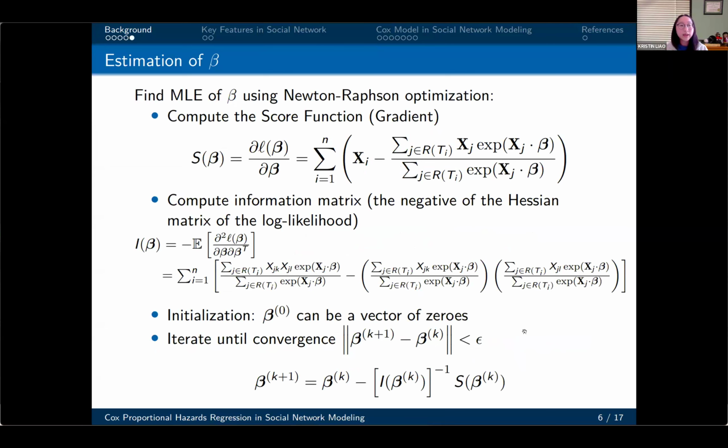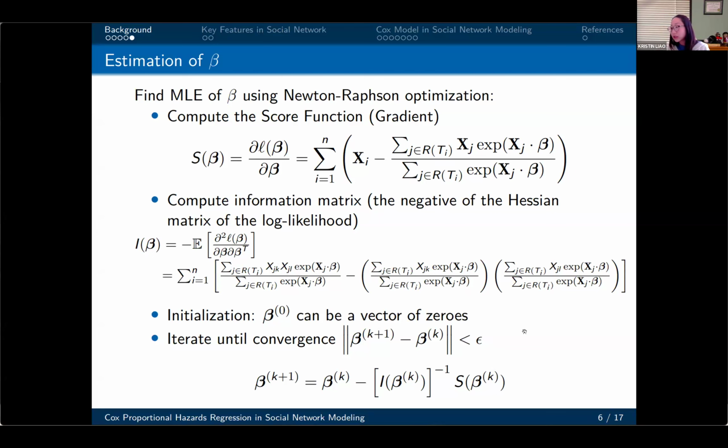Once we get the log likelihood, we can use MLE to find beta. Because of the complexity of the Cox model, we can use the Newton-Raphson optimization that we learned in class to generate beta here. We can first find the gradient of the log likelihood and then the information matrix from the Hessian of the log likelihood. And then via initialization, we can iterate through this Taylor expansion to find beta until convergence.